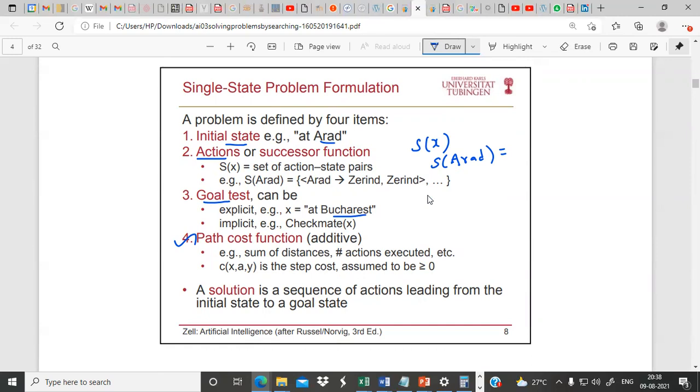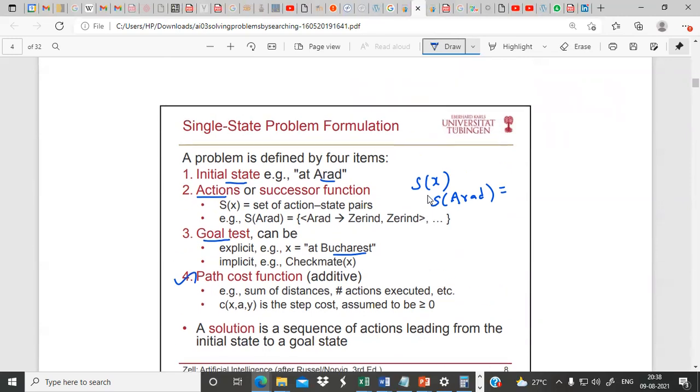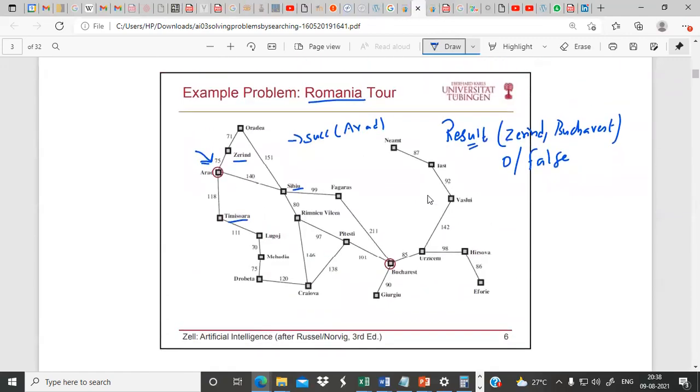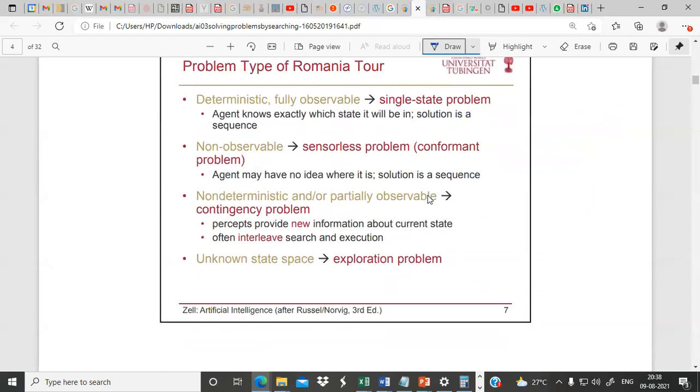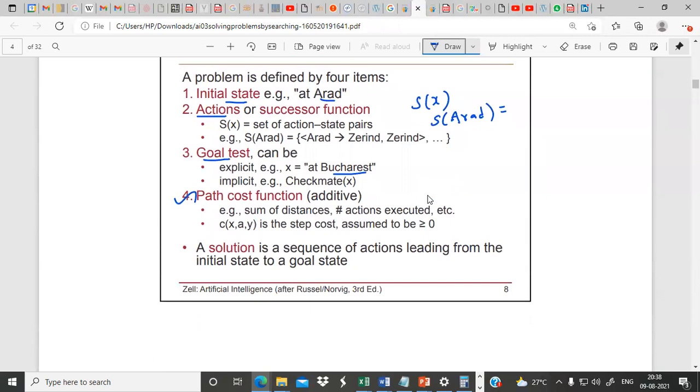There are also step costs. This is called a step cost. Moving from Arad to Sibiu, the cost is 140. That is step cost. Arad to Zerind, the cost is 75. That is step cost. But when you say Arad to Fagaras, that is from Arad to Sibiu, Sibiu to Fagaras, that is path cost. So the path cost also should be defined.